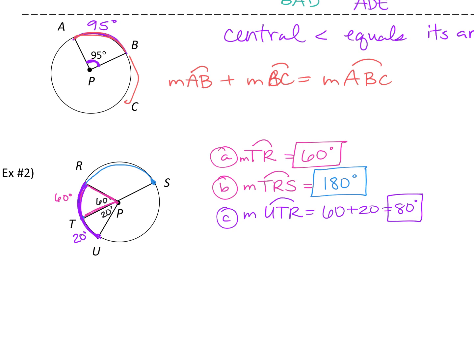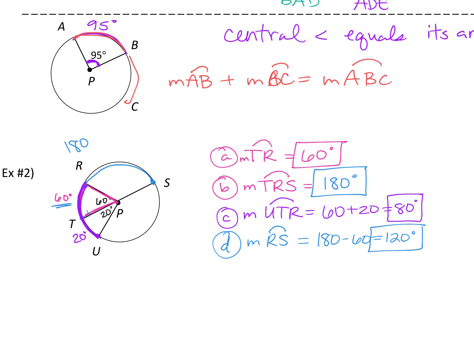All right, last one. I want to know the measure of arc RS. 120. You found the whole semicircle, right? The whole thing was 180, and you take away that 60. That make sense? So a central angle always equals its arc. All right? Okay.